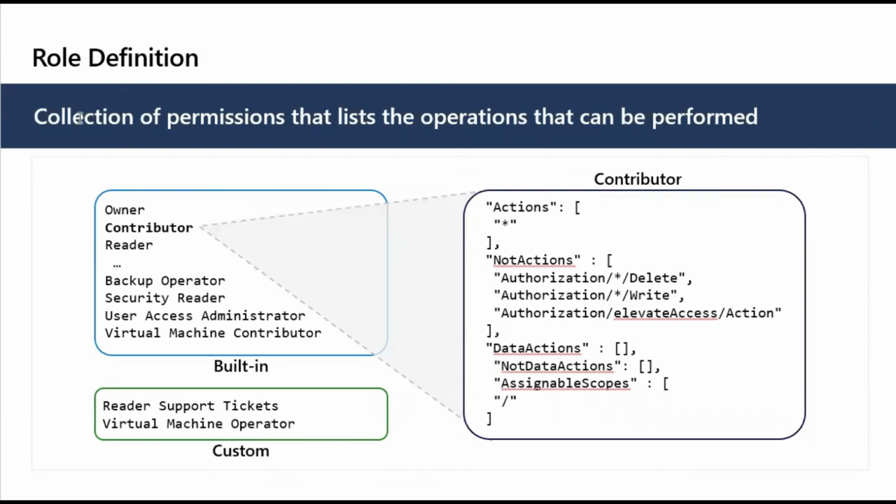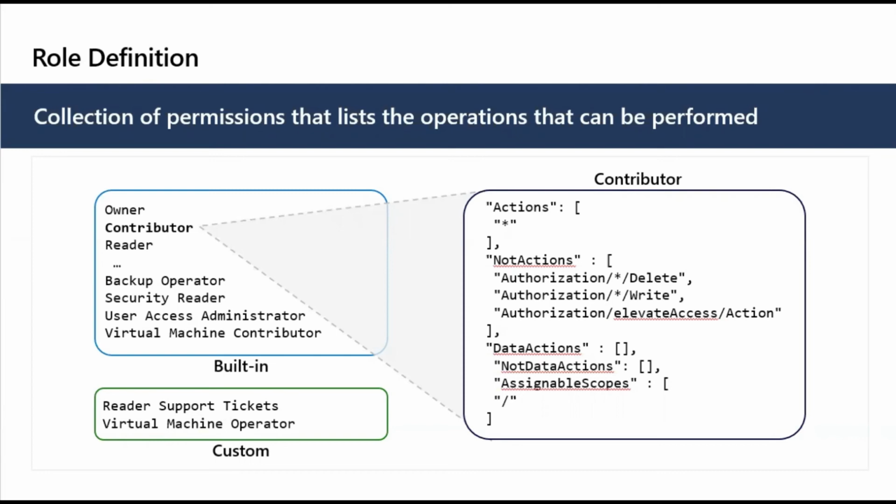So this is role definitions, collections of permissions that list the operations that can be performed. We have owner, contributor, reader, so we have multiple, many different roles. We have backup operators and so on. Let's say contributor can modify things. Owner will have full control. Reader will have read access. They are pretty similar to NTFS permissions, but they are actually in the cloud. So you can select from here, built-in ones, or you can create them as well.